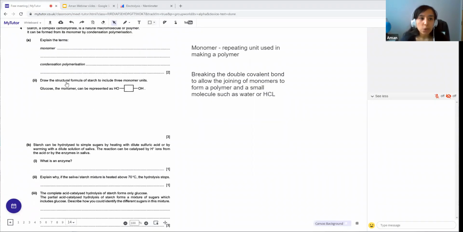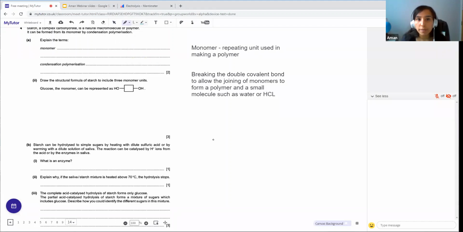Okay, so draw the structural formula of starch to include 3 monomer units. So glucose, the monomer, can be represented as this. So this is quite a difficult question. We need to draw 3 monomers coming together to form the polymer starch. And they've shown us how to represent glucose. So you may remember yesterday, I showed you this box that we like to use so we don't have to draw out all the carbon molecules. So any ideas what they might be looking for when we draw out starch, or what's going to change when I try and draw that out?